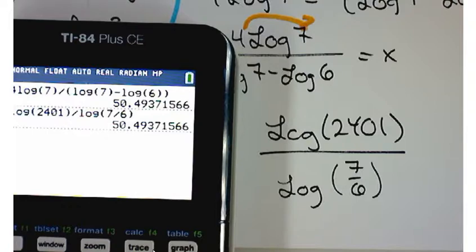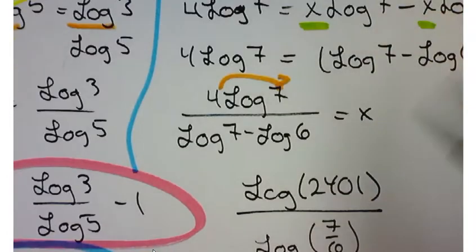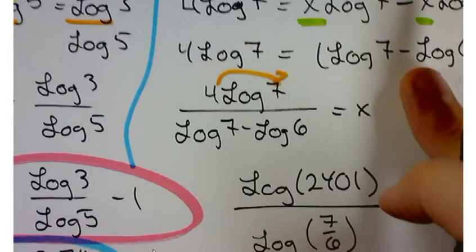Did you get it right the second time? Because people had trouble putting in their calculators this way. And it's also more practice with your rules for logarithms.